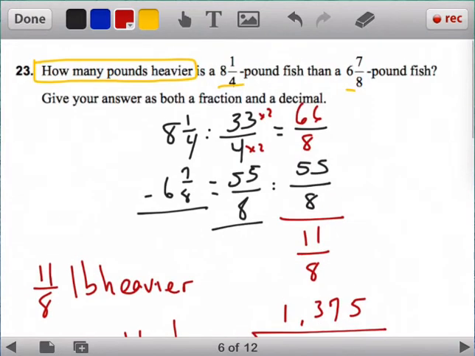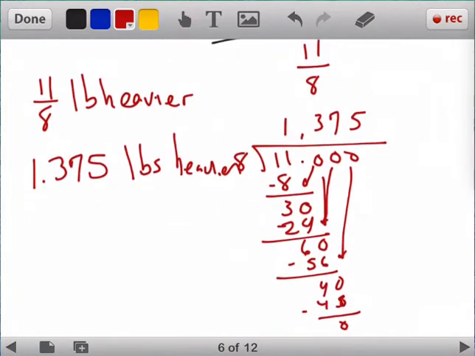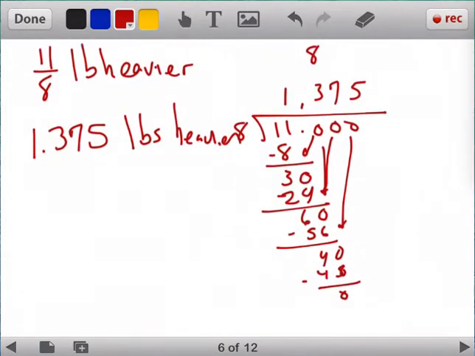So we took our fractions, we changed them to improper fractions, because otherwise we'd have to do regrouping. And this is an easier way, a faster way to do it without having to worry about regrouping. I can work with the improper fraction of 11/8 as my answer, and then I can change that to a decimal.